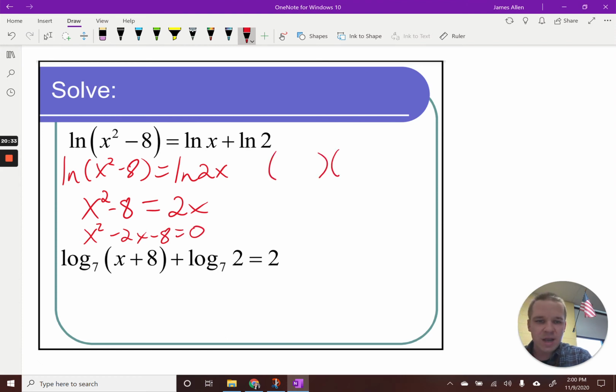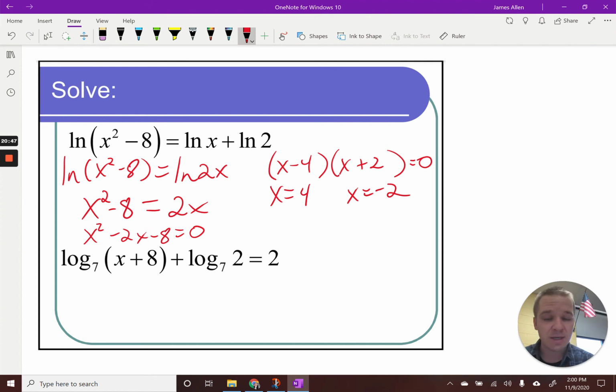What multiplies to negative 8 and adds to negative 2? That'd be negative 4 and positive 2. And now I'm going to get x equals 4 and x equals negative 2. But remember, we do need to check and see if this will still work, hold true, right? Okay, so if I plug 4 in, I get 16 minus 8. Cool, that's positive. If I plug 4 in here, it's positive. We're all good. This one is set.